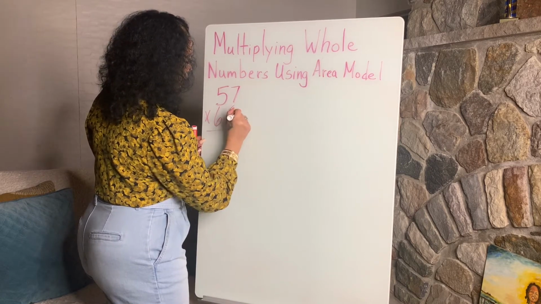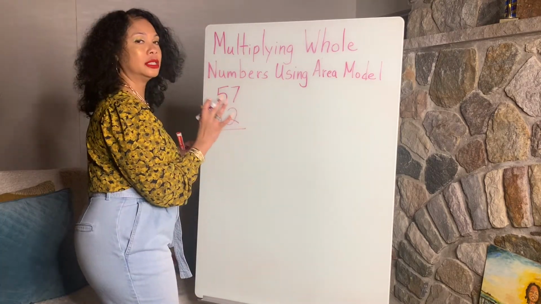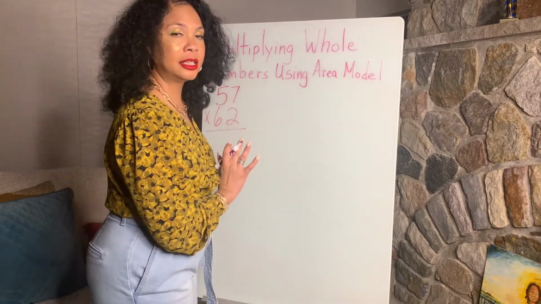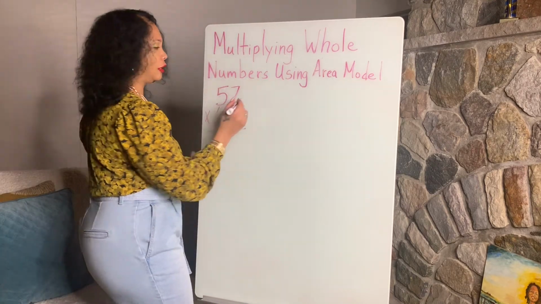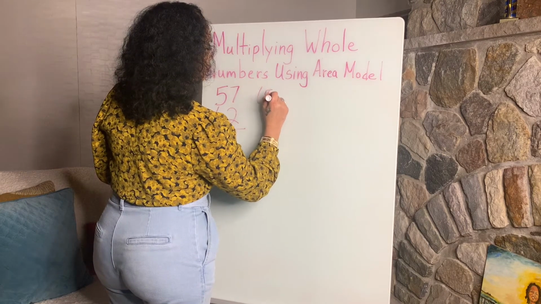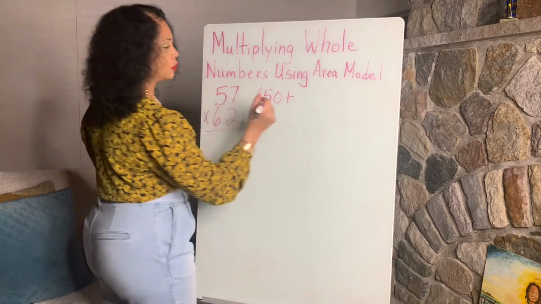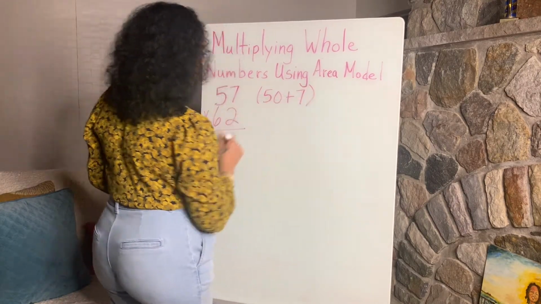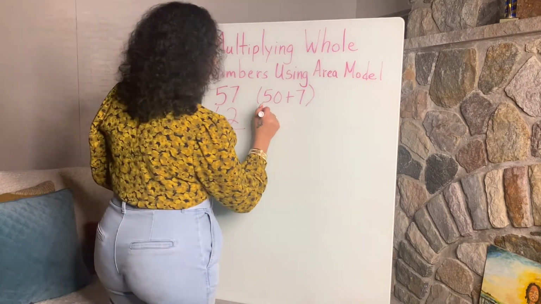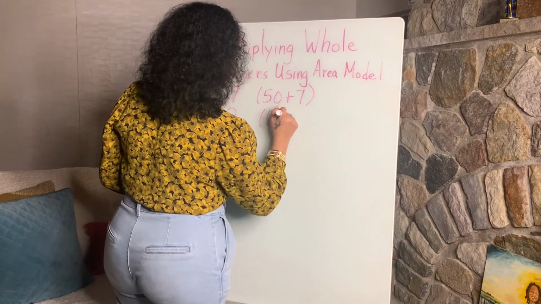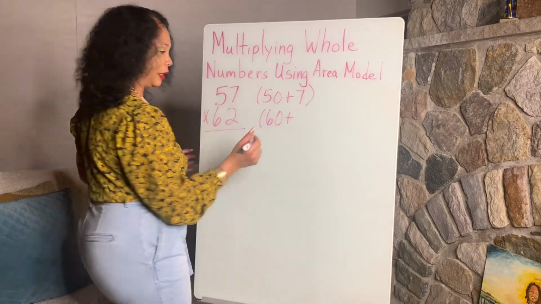Okay. So we're going to look at each number and each of the digits and see how much each digit is worth. So the 5 in 57 is worth 50. And the 7 is worth 7. That's in the ones place. And in 62, the 6 is worth 60. And that's in the tens place. And the 2 is worth 2. That's in the ones place.